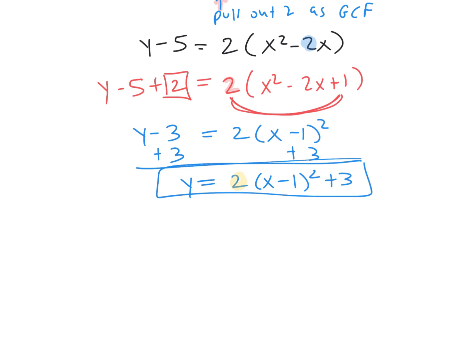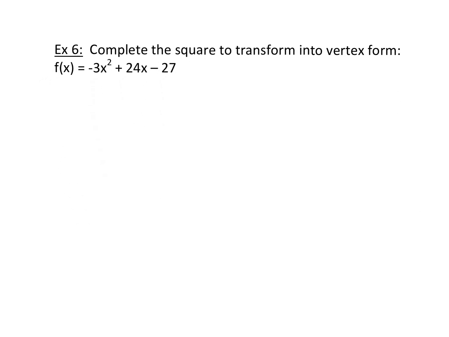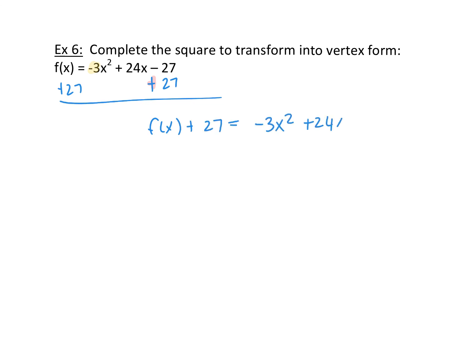Okay, we'll try another one. My a value here is, you could see, is -3. So I'm going to go through. If you want to pause the video, you can pause it and try it, or you can just watch. I'm going to move the c value over to the other side. I'm going to add 27. I have f of x plus 27 equals -3x squared plus 24x.